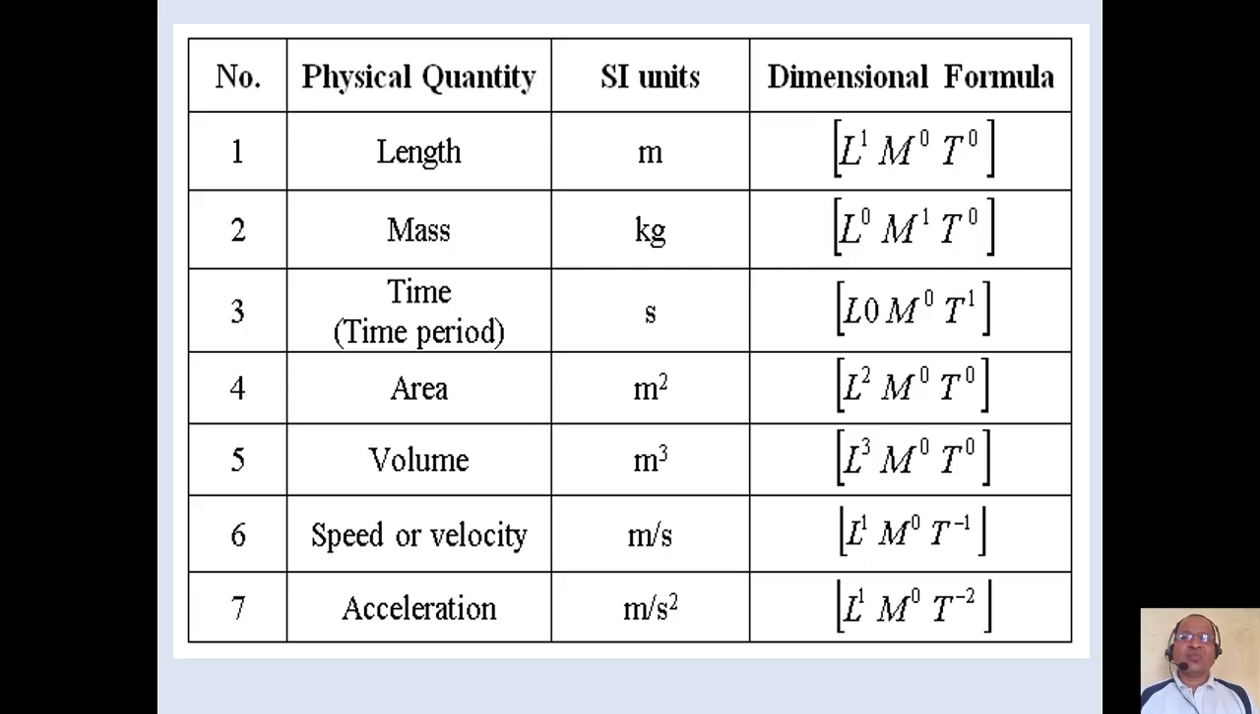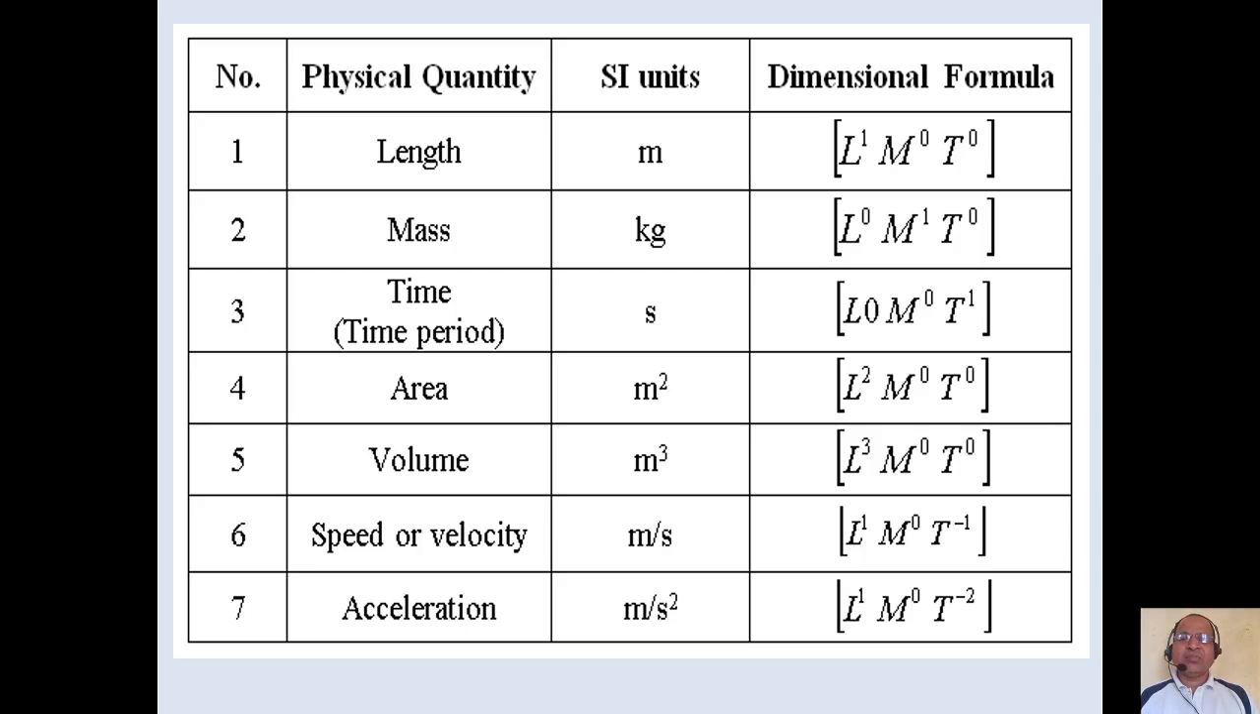So it's L raised to 1. Mass is measured in kilogram, so M raised to 1. Time or time period is measured in second, so its dimension is T raised to 1. Area is meter square, so its dimensions are L raised to 2. Volume is meter cube, so its dimension is L raised to 3. Speed or velocity is measured in units meter per second, so its dimensions are L raised to 1, T raised to minus 1.